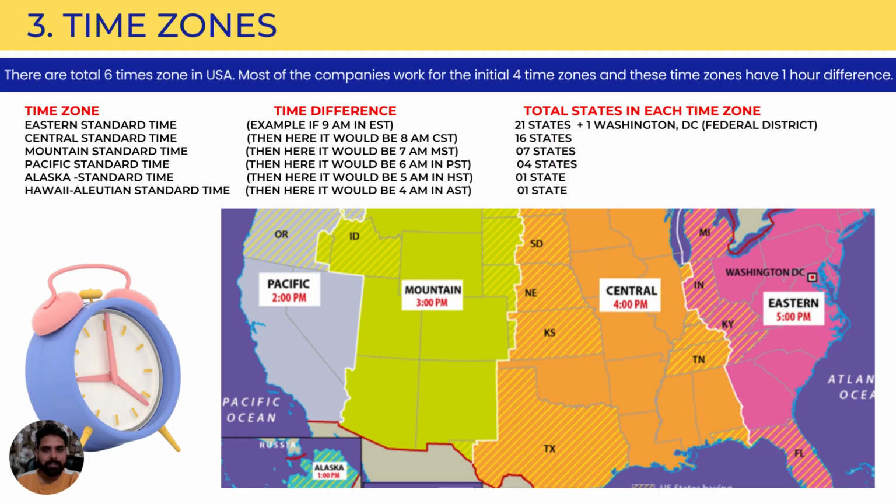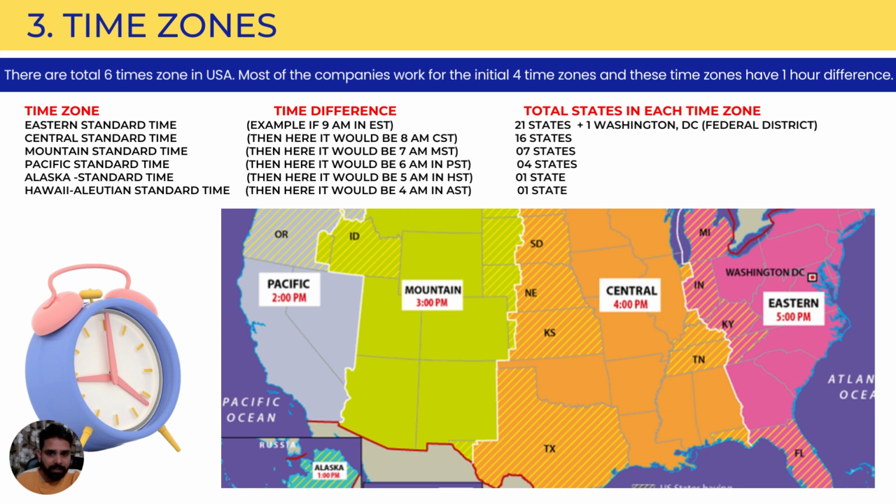Now we will talk about time zones. There are a total of 6 time zones in the United States, because the United States area is very broad compared to India. That is the reason the United States has 6 different time zones. We already discussed 4 time zones: Eastern, Central, Mountain, and Pacific. The 2 other time zones, Alaska and Hawaii, were added after 1959 and they also have different time zones.